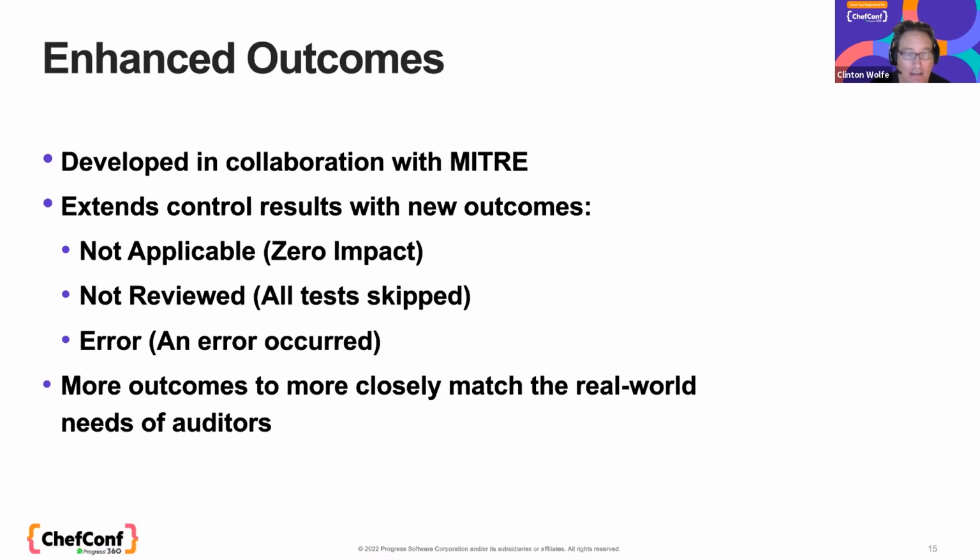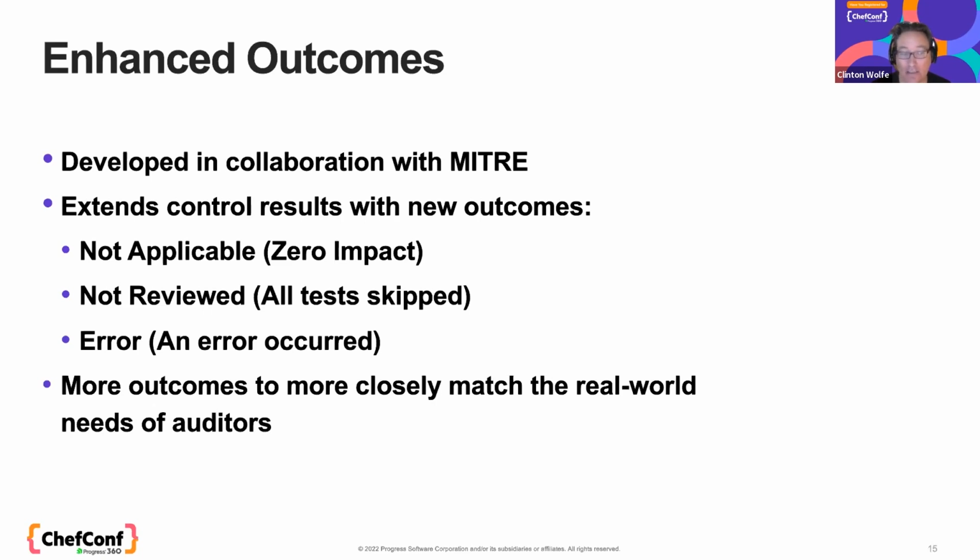Enhanced outcomes extends control results with new outcomes. Previously in InSpec 5, InSpec supported only 3 outcomes: pass, fail, and skip. And this limited vocabulary didn't reflect the reality of compliance work, because you could often have a control fail to execute due to a technical failure, such as a command binary not being available or a certain package not being installed. Whenever that happened, it wasn't clear what the outcome actually should be. Should that be a skip, or should that be a not reviewed? Should that be a failure? Sometimes the test would read as skipped, sometimes it would read as failed.